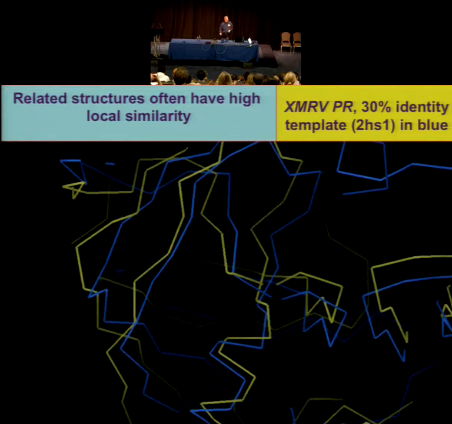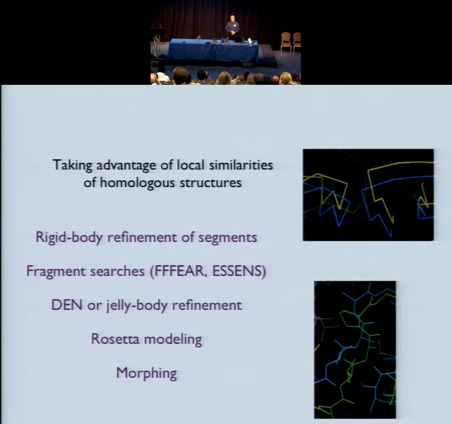And there are many ways to take advantage of local similarities of structures, and these have been applied in the past. You can do rigid body refinement of segments, for example. You can search for fragments with FFE or Essence, another way to do that. DEN refinement from Axel Brunger's laboratory, also, and jelly body refinement, both can take advantage of the fact that there's more similarity locally than globally. The Rosetta modeling that Frank DiMaio talked about yesterday, and morphing will be another approach for doing this.